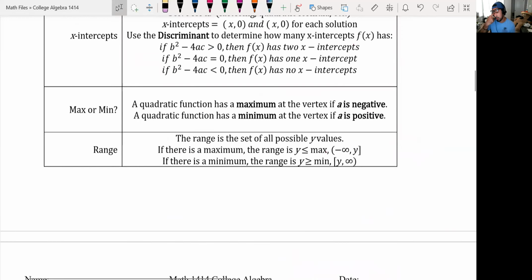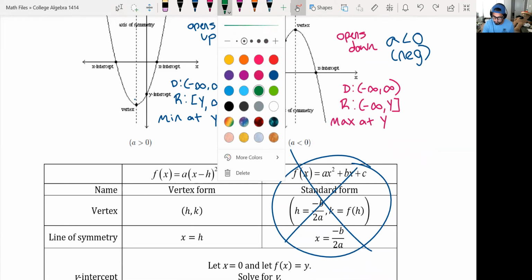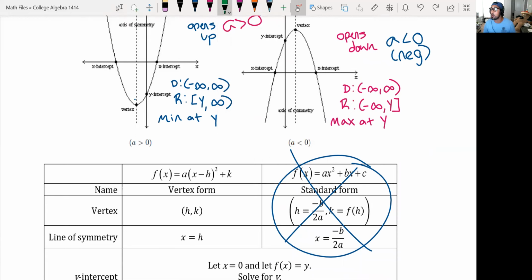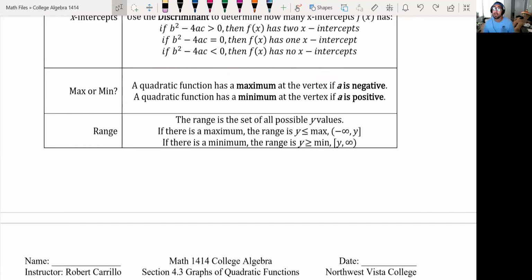And then range, we went over it. If you have a maximum, then your range is negative infinity to y. Hey, look, that's what we did. Range, negative infinity to y. And if you have a minimum, your range is y to infinity. Once again, everything we have figured out already. It's all there. So these are the characteristics of a parabola, and this is everything we are going to find.